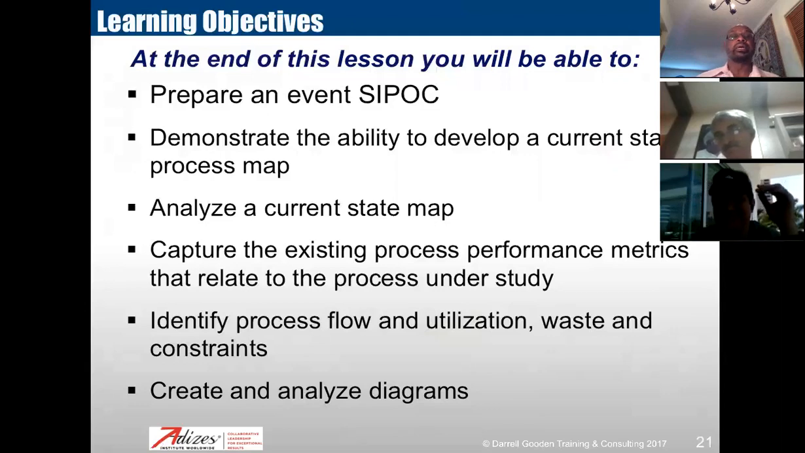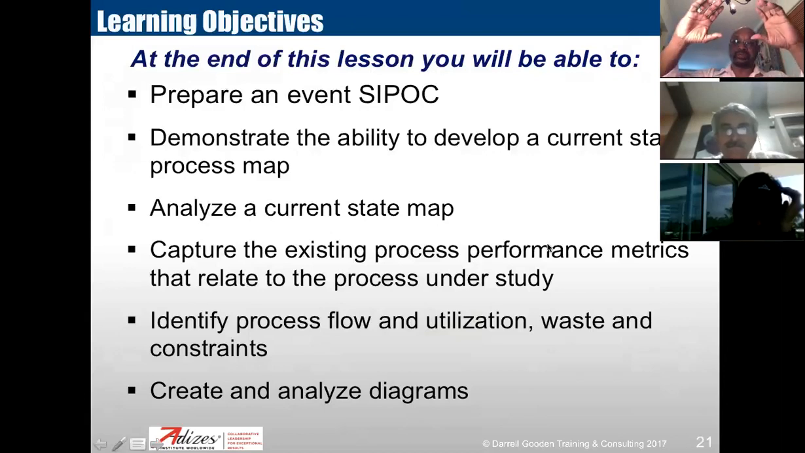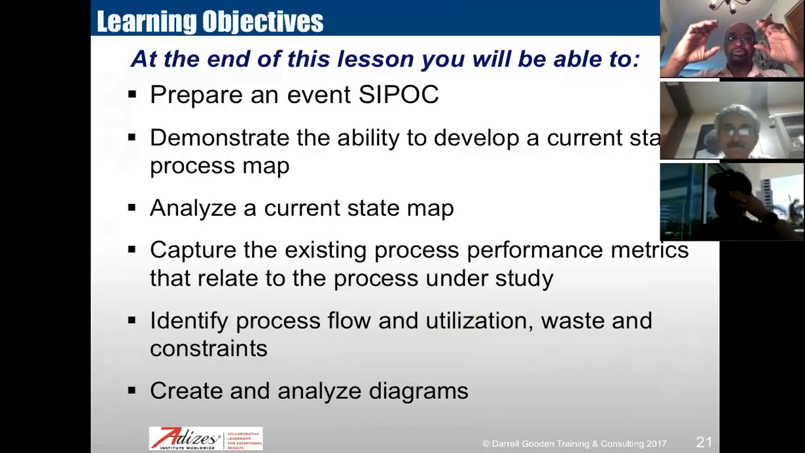So we prepare an event SIPOC, which is a framing of the problem after the charter has been developed. The first task of the team that is now assembled is to further contextualize what the intent of the charter was all about. And we're going to do this in an effort to demonstrate the ability to develop a current state map. So we go from the executive planning session, which gives us the business priorities related to value streams. We take the value stream and we define the value stream by the charter.